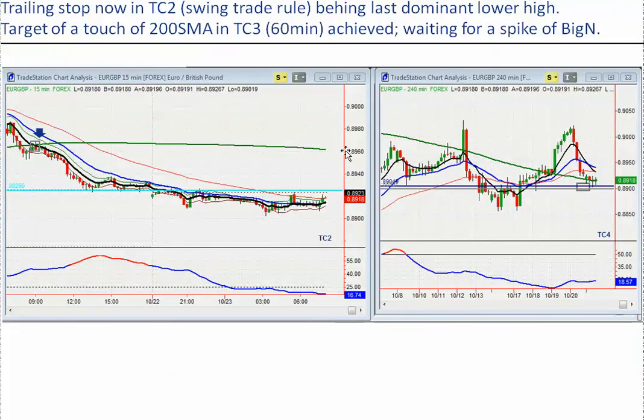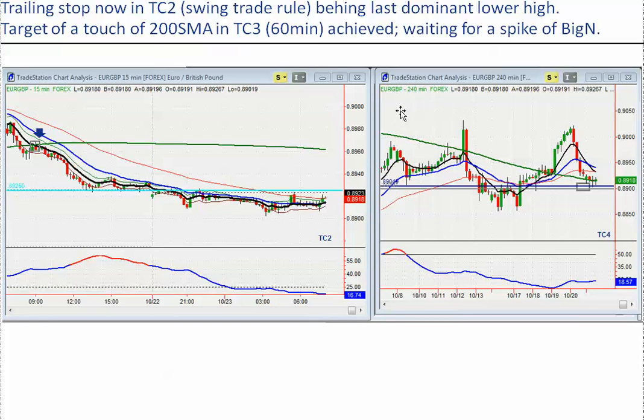So the game plan with the swing trade is, once the trade develops really well, to move the trailing stop one time frame higher and another time frame higher. So here I've decided to trail the stop now on the 15-minute chart. That's a TC2 time frame relative to the chart where the entry happened. There's a clear dominant lower high. So that's where I've trailed the stop. We can see here that's a weekend gap. There was only a small gap, and since Monday morning, price has slightly moved lower.